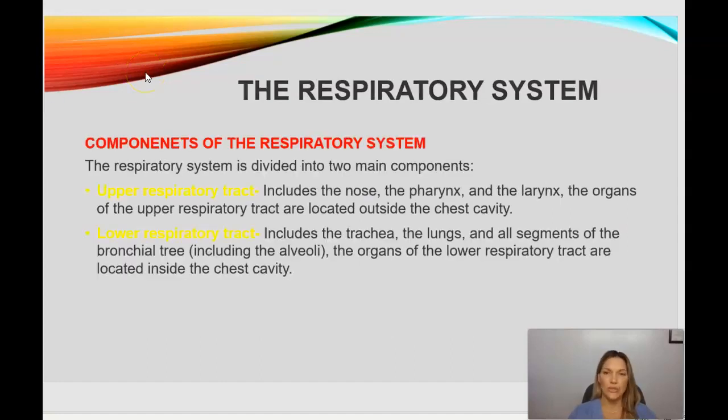So components of the respiratory system include the upper respiratory tract and the lower respiratory tract. The upper respiratory tract includes the nose, the pharynx, and the larynx. The organs of the upper respiratory tract are also located outside the chest cavity. Conversely, the lower respiratory tract organs are located inside the chest cavity, and they include the trachea, the lungs, and all segments of the bronchial tree, including the alveoli.